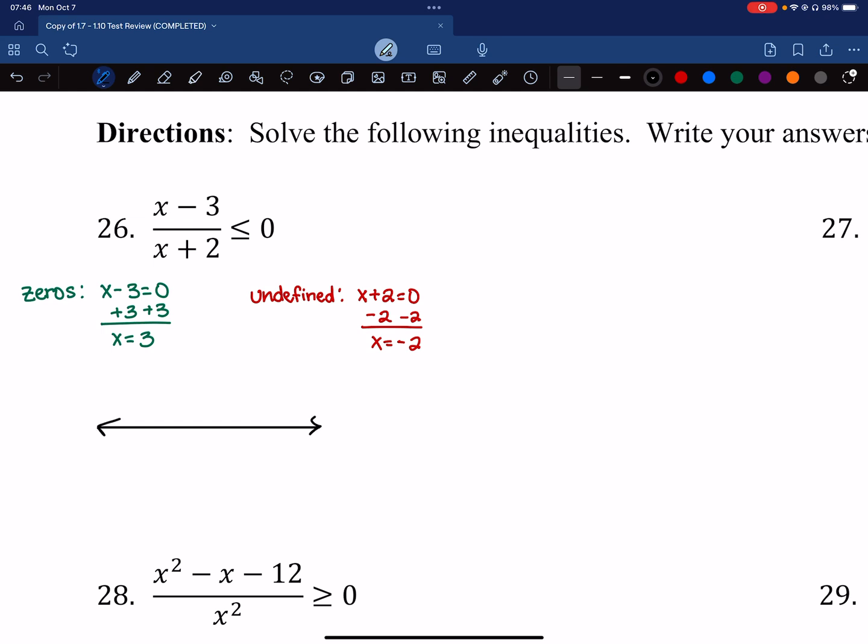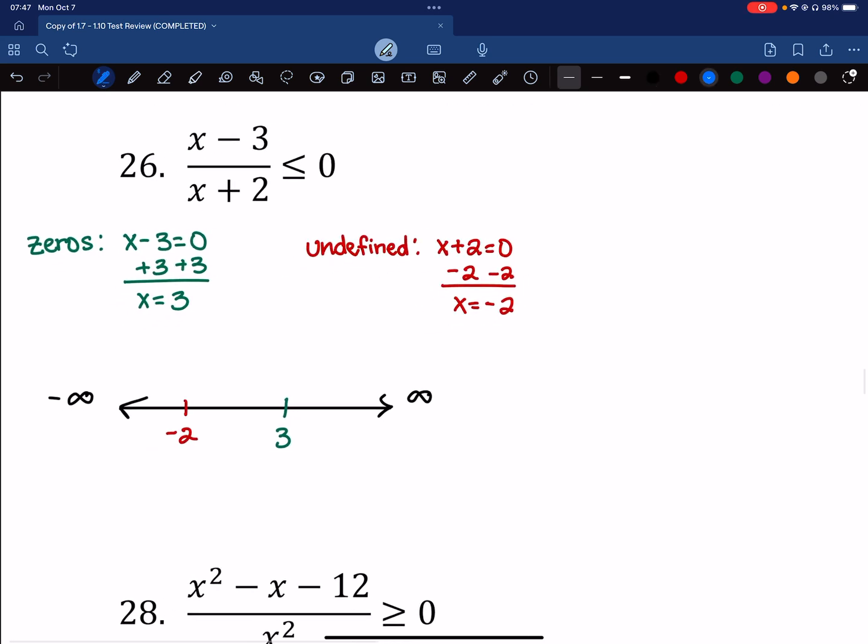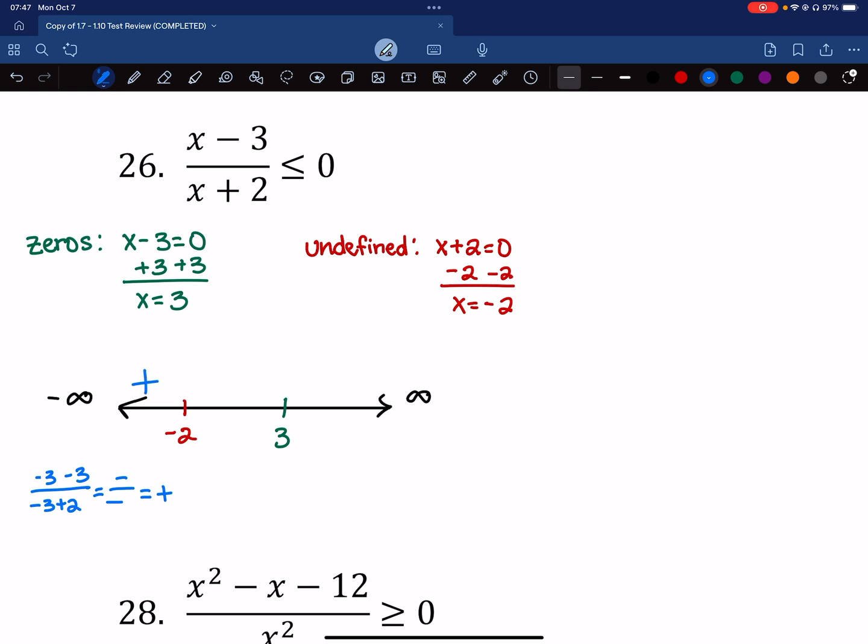And remember, on our number line, we would put anything that's undefined and anything that is a 0. And so what we're looking for is whether it's positive or negative on this interval. Remember, over here is negative infinity, over here is positive infinity. So if we plug in a number between negative infinity and negative 2, that would be like negative 3. So I would have negative 3 minus 3 over negative 3 plus 2. That would give me a negative over a negative, which turns into a positive. So that interval is positive.